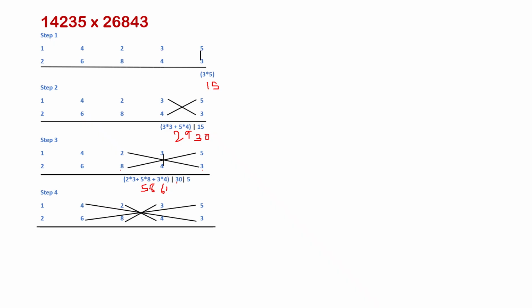So the first digit and the last digit of the numbers will be multiplied crosswise, and the middle two digits will again be multiplied crosswise. For four digits, we'll be doing two crosswise multiplications. So 4 times 3 is 12 plus 6 times 5 is 30, 42 plus 4 times 2 is 8, 50 plus 8 times 3 is 24. So it becomes 74. And I have a carryover of 6.